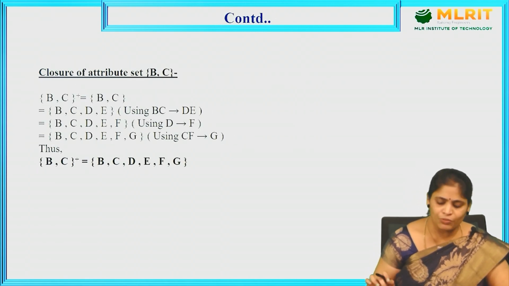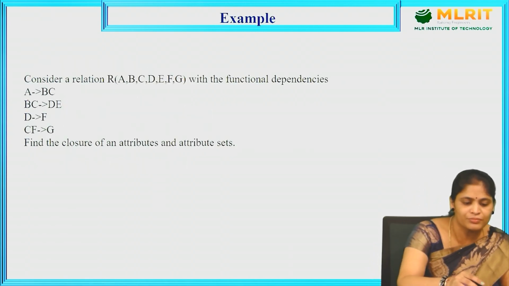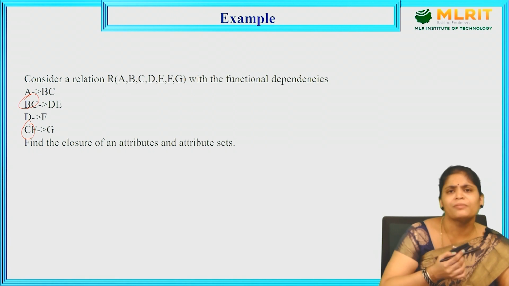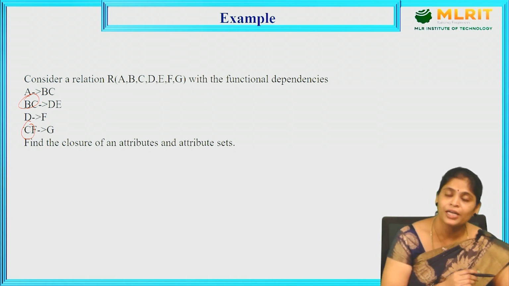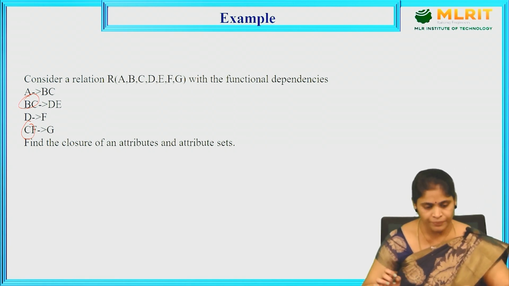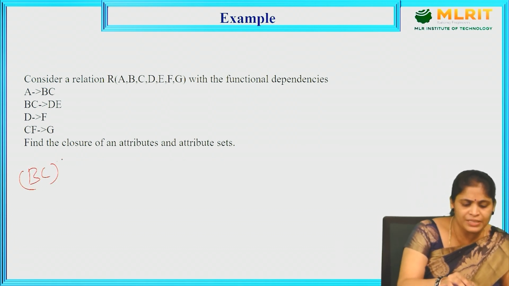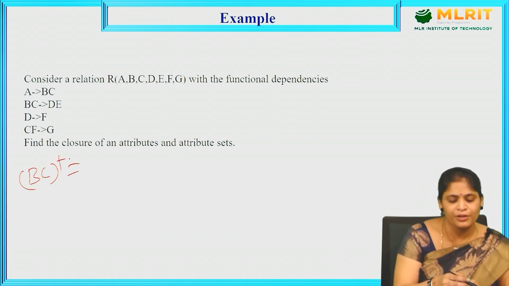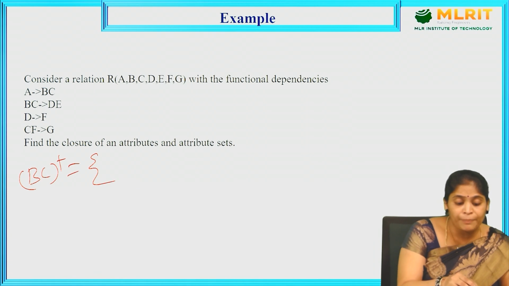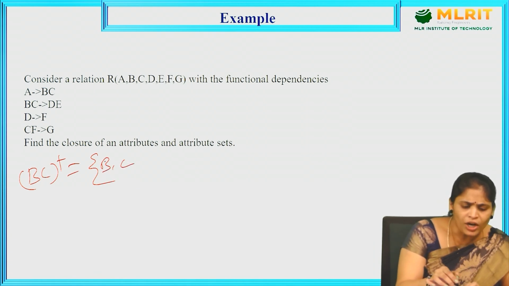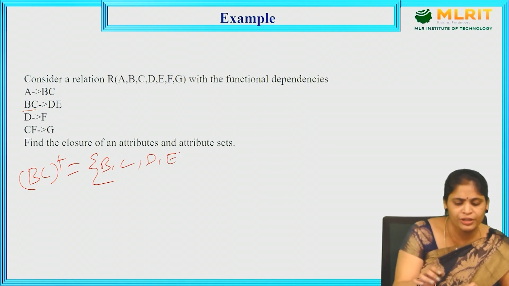Right. So what is an attribute set here? BC, CF. This is nothing but an attribute set. Why? Because we have combined two or more attributes here. So what is the closure of BC? BC closure means we have to include these two elements, BC. What does BC derive? BC derives D comma E. So we have to include DE.